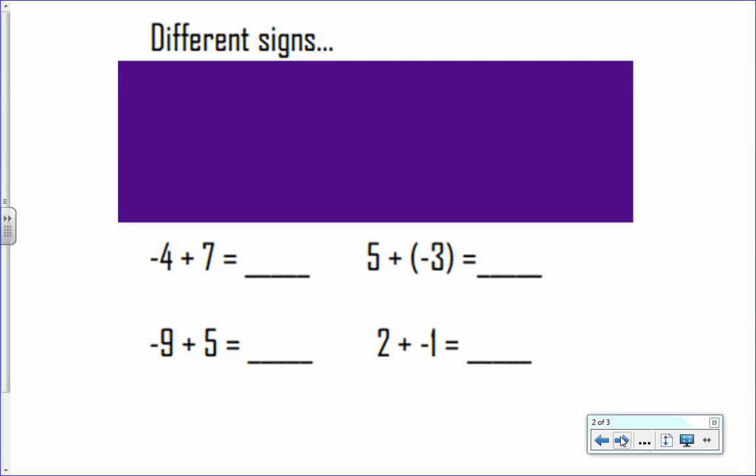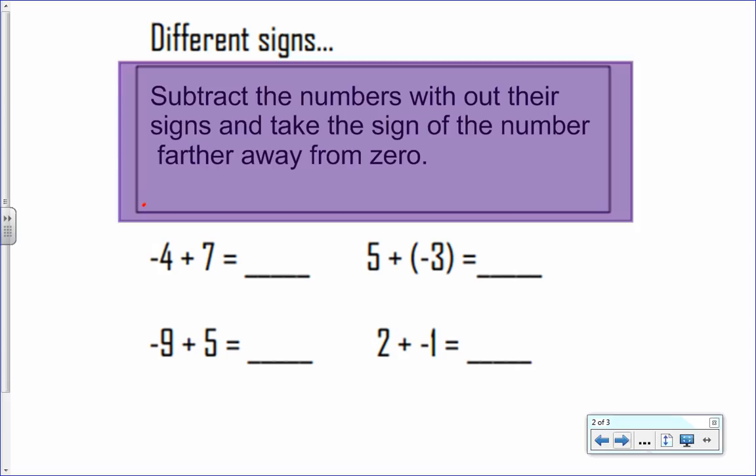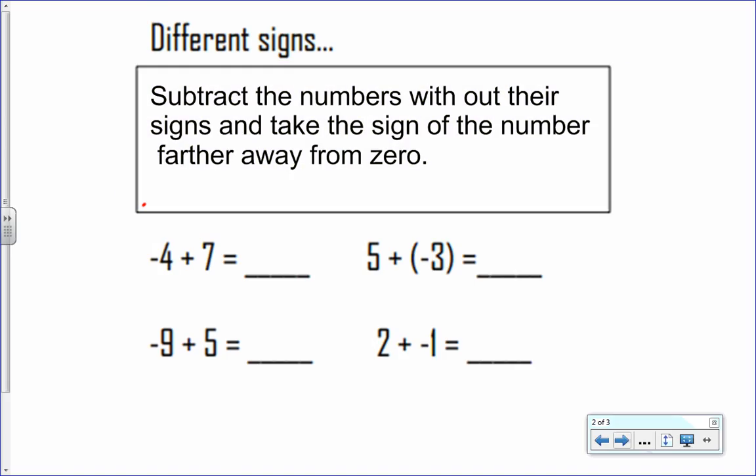The next topic is if they have different signs. So if they have different signs, the rule is to subtract the numbers without their signs and take the sign of the number farther away from 0. Sometimes we say the larger number, but it's really how far the distance is from 0 on the number line. So for example, if I have negative 4 plus 7, I subtract them. 7 minus 4 is going to be 3. Since 7 is further away from 0, it's positive 3.